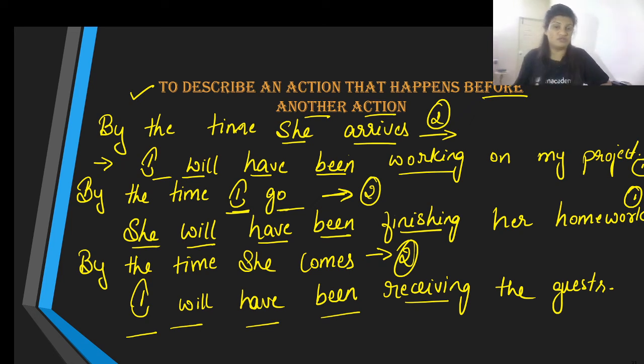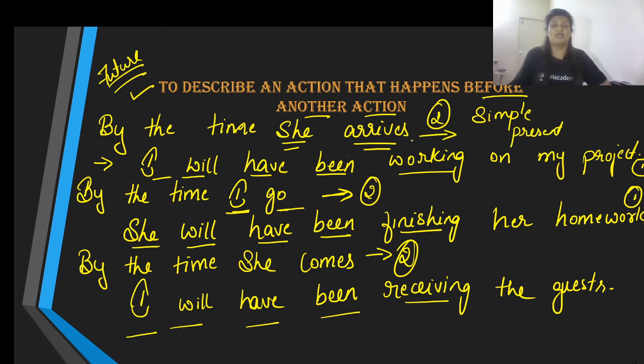If you notice over here, two actions have been referred to and both the actions are future actions, right? But we have mentioned this action in simple present. The reason we have used simple present over here is because with time reference, we do not use simple future, but instead we use simple present. Keep this in your mind.